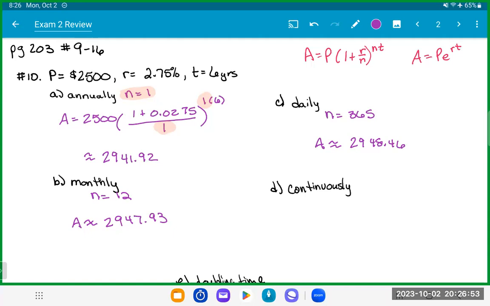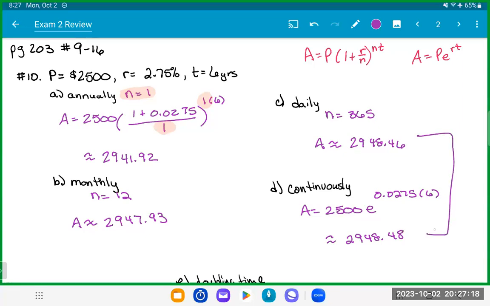But if we're asked to compound continuously, then we have to use the other formula where A is equal to P, which is 2,500, times e raised to the r, where our rate is still 0.0275, times 6 years. And so that's going to give me a value of $2,948.48.